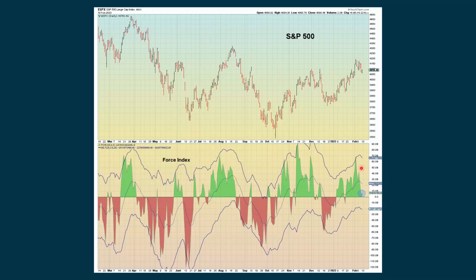The force index, after giving us an extreme positive reading, has been coming back down. It's still positive where it's above zero, but it has shown some recent weakness.